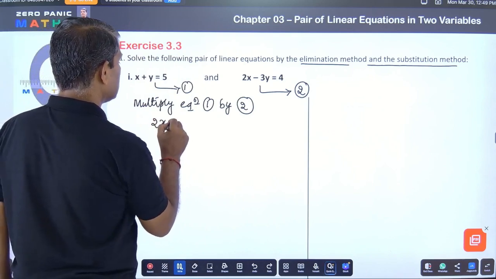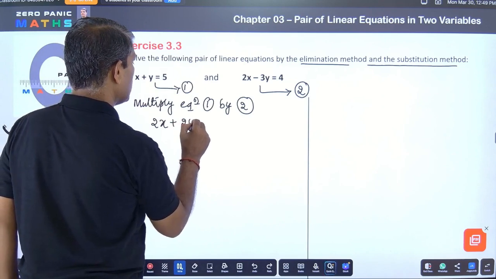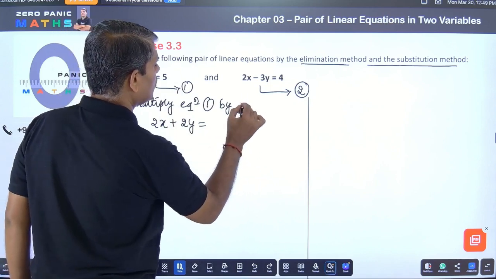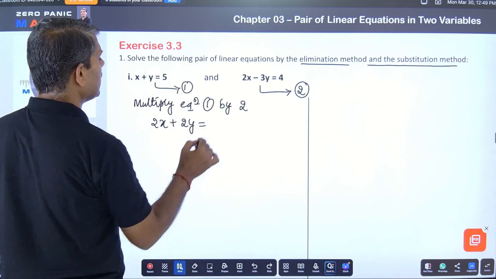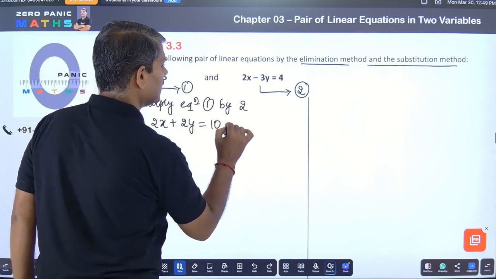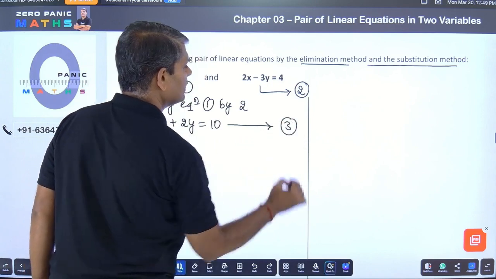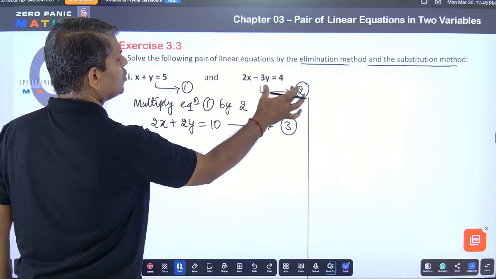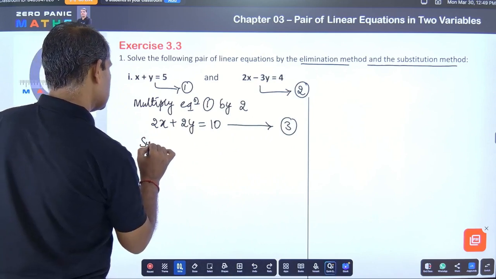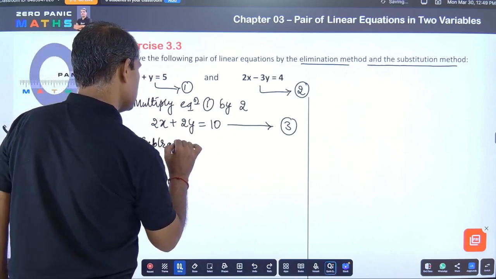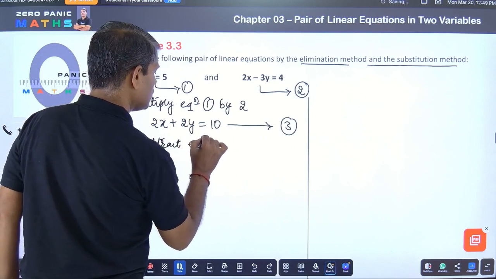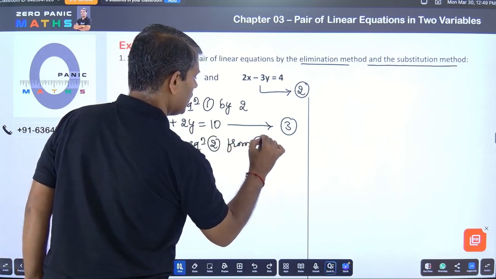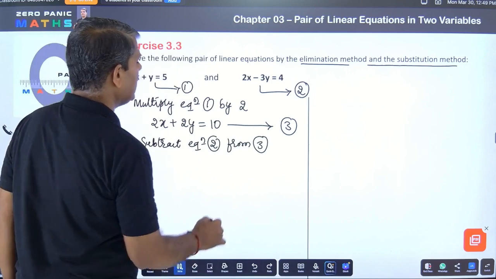Eliminate x, that is 2x plus 2y is equal to 2 fives. Now it is not 2, don't round it because it is value 2. 2 into 5, that is 10. So this is equation 3. Now suppose I subtract equation 2 from equation 3. Second step of the elimination method.